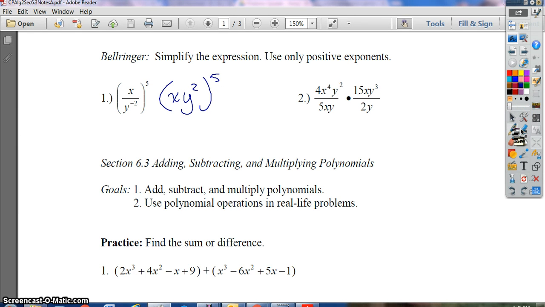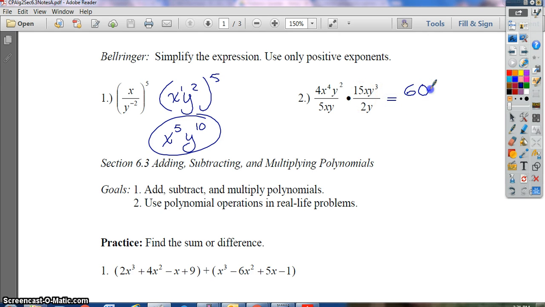So I put y to the second up top to that negative exponent. Now I'm going to distribute that 5 into my exponents. 1 times 5 is 5, 2 times 5 is 10. There you go. All right, coming across here, I'm going to multiply straight across.